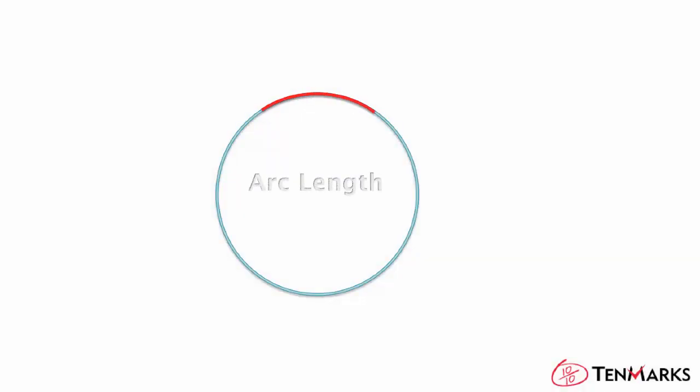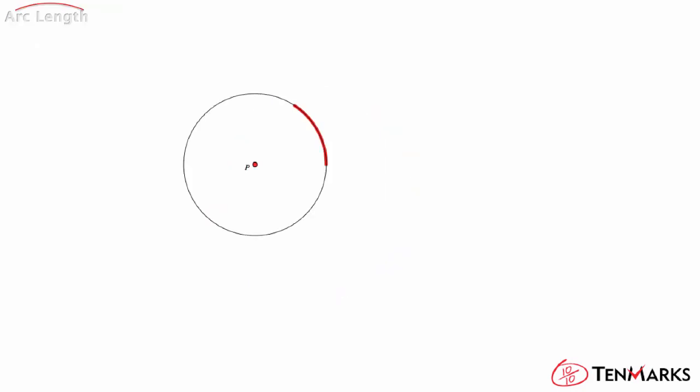This video will show you how to calculate the length of an arc on a circle. Here is circle P and an arc. Notice that the arc of a circle is part of the circumference of a circle. It can take up a large part of the circle. In fact, the circumference is an arc length, or it can take up a small part of the circle.